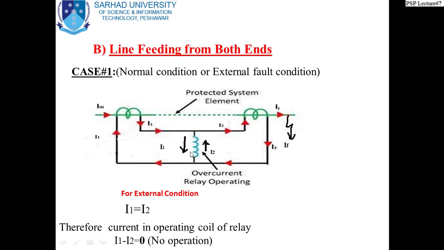Both these directions of current in the operating coil of the relay are opposite. Since both these currents are equal, therefore I1 is equal to I2 and I1 minus I2 is equal to 0. There is 0 current flowing in the operating coil. So no operation of the relay. The relay will not operate. See, some simple mathematical equations are written here. I1 is equal to I2. Therefore, current in the operating coil of the relay is equal to I1 minus I2, which is equal to 0. So no operation.